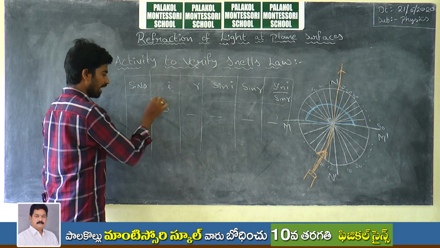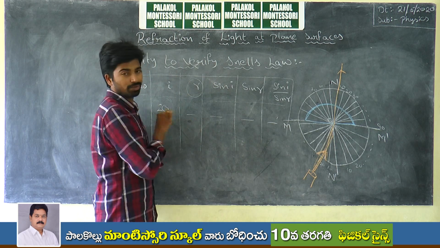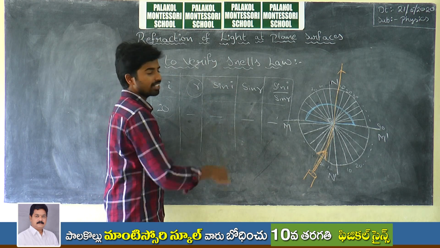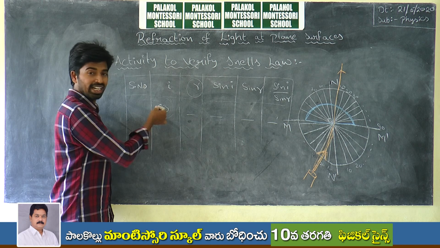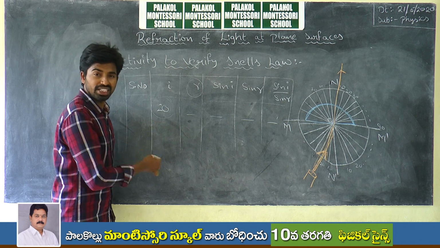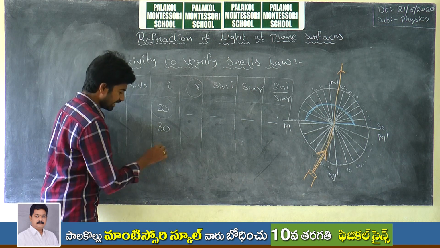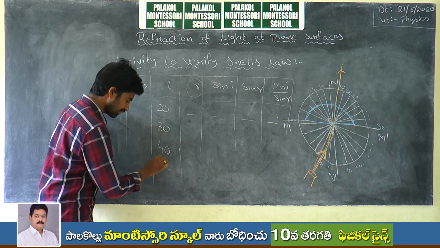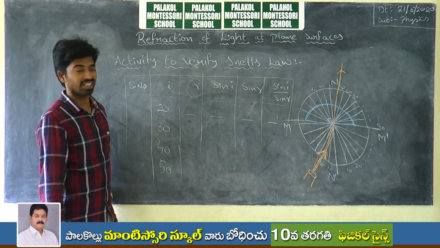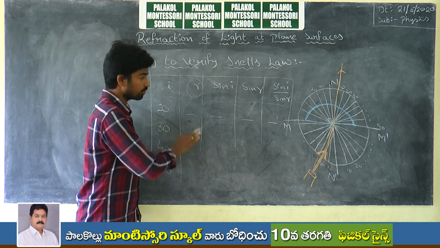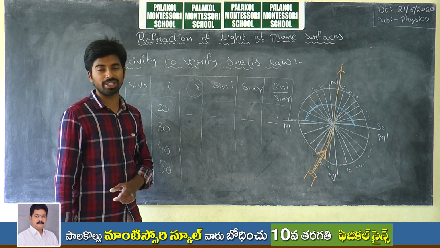So this is the value initially we will take, and the R value will be obtained from the experimental procedure, and we can calculate sin I and sin R by using a scientific calculator. Then repeat the experiment by changing the angle of incidence to 30, and again by making the angle of incidence 40, and again 50. Repeat the experiment with different angles of incidence, and you will know the corresponding values of R from the experiment, and you can find the sin I and sin R values by using the calculator.